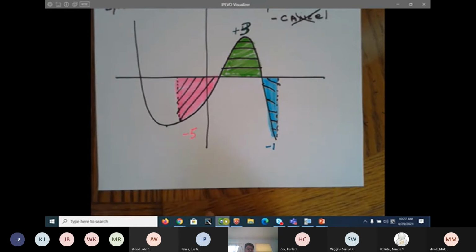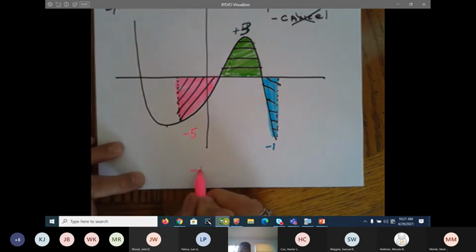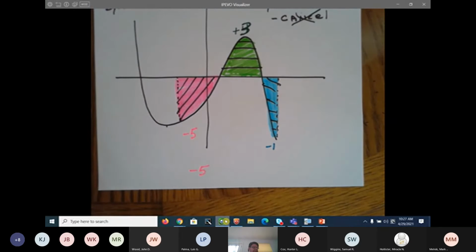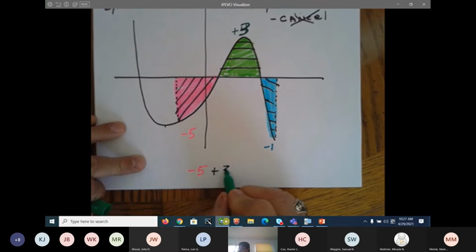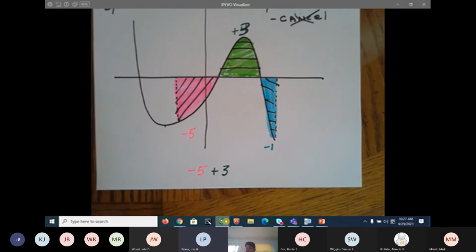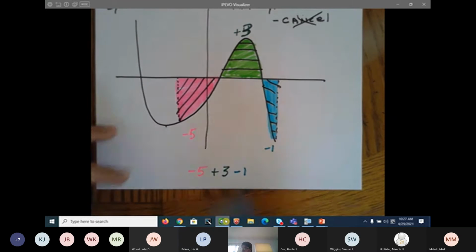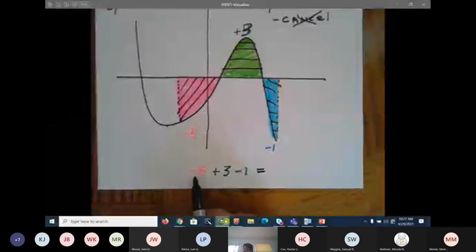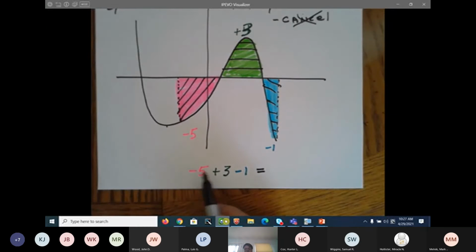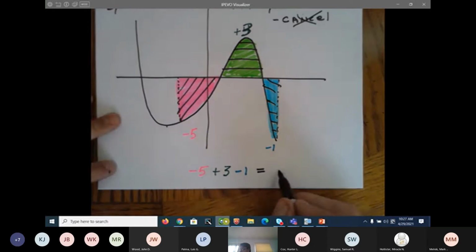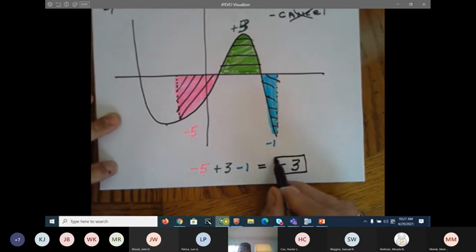Well, that would be -5 +3 -1. And that's going to equal what? Well, -5 +3, you owe somebody $5. You give them $3, you owe them what? You owe them 2, Hubert. That's right, class. You owe somebody $2 and you owe somebody $1, you owe them what?